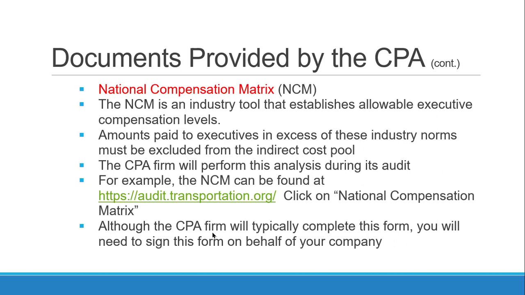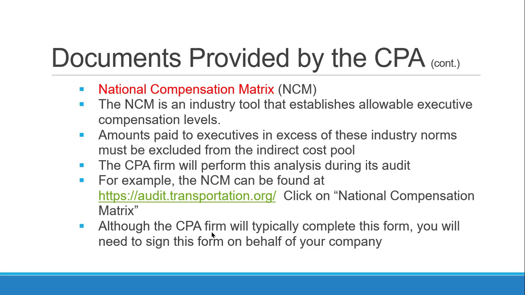The next document that needs to be provided is referred to as the National Compensation Matrix, abbreviated NCM. The NCM is an industry tool that establishes allowable executive compensation levels. Amounts paid to executives in excess of these industry norms must be excluded from the indirect cost pool. And again, the CPA firm, if you engage them, will perform this analysis as part of their audit.